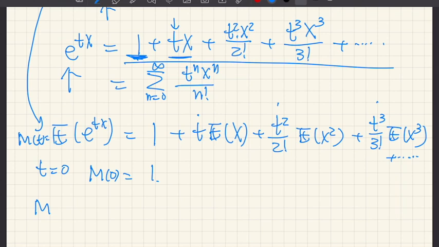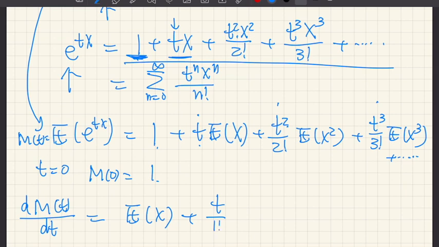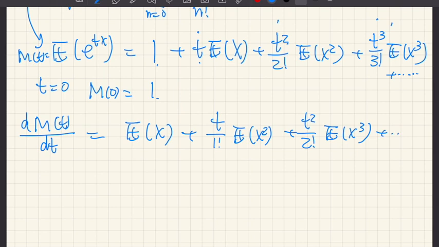Let's differentiate the moment generating function with respect to t. So dm/dt. This one will be gone and this t will be gone, and we have expectation of x, and this is differentiated, and we have t times expectation of x squared, and differentiated we have t squared over 2 and expectation of x to the power of 3, and so on.